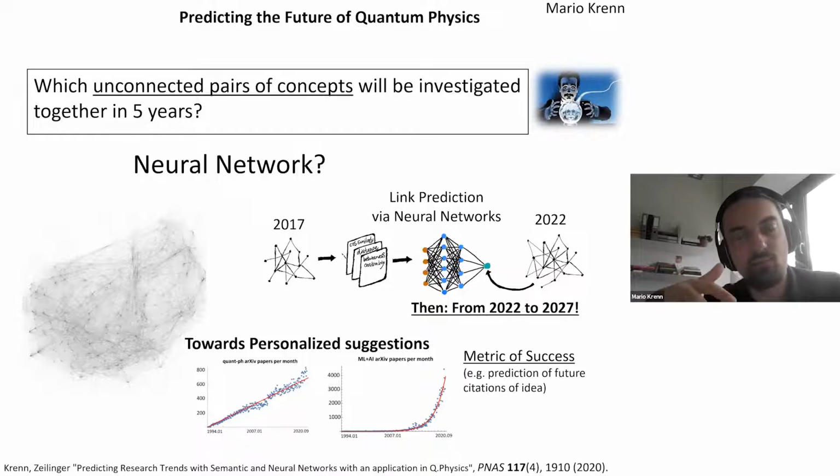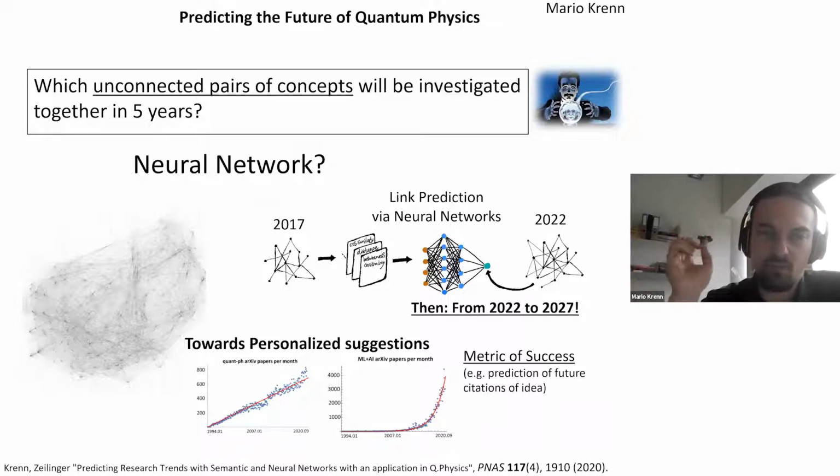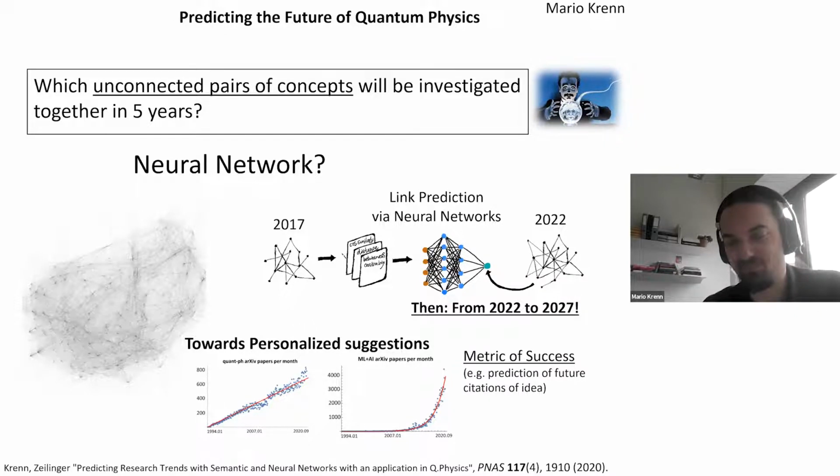So imagine a machine which gives you suggestions for topics that have never been investigated together, that are very close to your own field, and where the machine tells you, I predict that this connection will have very high citation in the future. That would be really, really interesting, I guess. Okay, but we're not there yet. Soon, maybe, yeah, maybe soon.